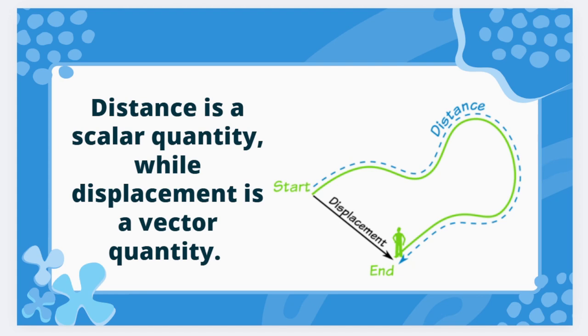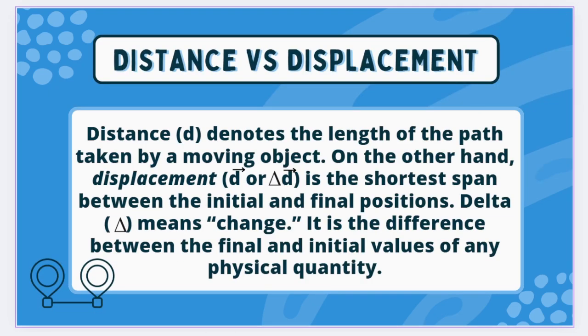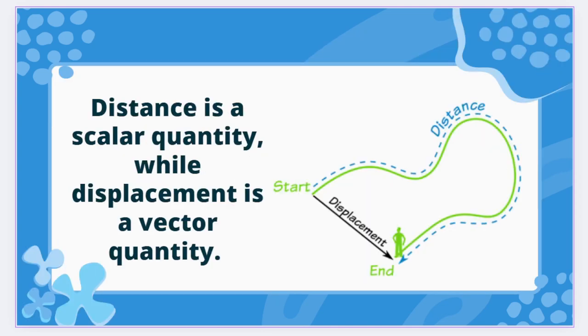Okay, correct. So when we say scalar quantity, these are physical quantities that only have magnitude in them. While vector quantities have both magnitude and direction. So, sabi nga kanina, pag sinabi nating distance, it is the length of the path taken by a moving object. Whereas kapag displacement naman, shortest span siya between the initial point and the final point.